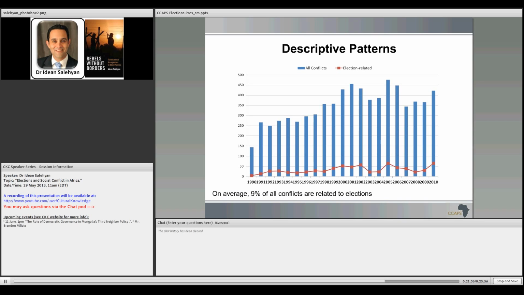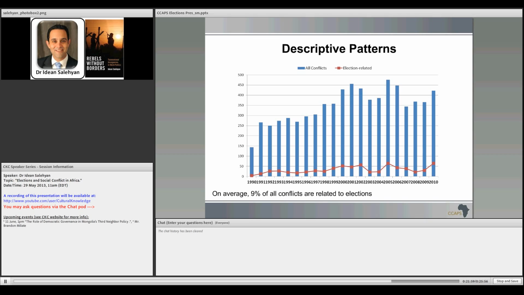Okay, just a few descriptive trends before I get into the regression results. This is a look at all conflicts in Africa, whether or not they're election related. Those are the blue bars. And then the red line are conflicts that are related to elections in one way or the other.